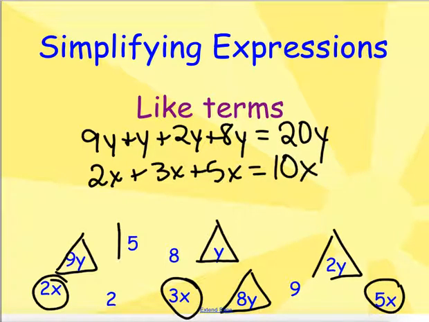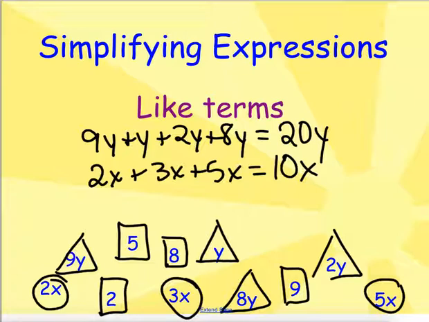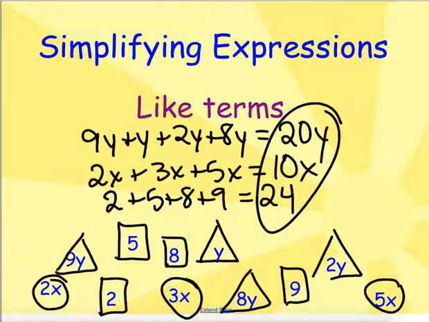And then finally, we have still some more like terms like 5, 2, 8, and 9. And when I add all of those together, 2, 5, 8, and 9. Well, let's see, 2 and 5 is 7, plus 8 is 15, plus 9 is 24. And if I were to make an entire expression of all this, since none of these are like terms, all I could say as my final expression is 20y plus 10x plus 24. That's all I could say.